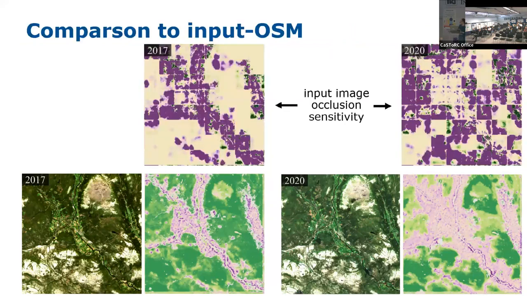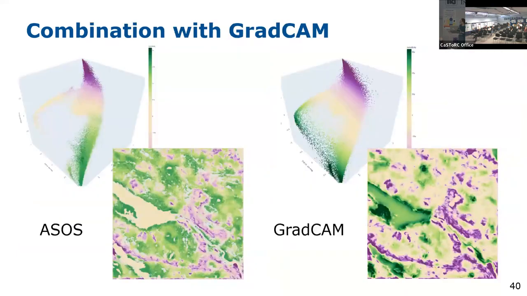We compared it also to occlusion sensitivity maps in the input space. One disadvantage is that we cannot use it for huge images, because when you change a tiny part in the image, it will not change anything in the results. So we need to have smaller patches, and this will result in not really good results for interpretation. And this can also be combined with other techniques. So this is our occlusion sensitivity, but you can also combine it with GradCam, which will give you similar results.